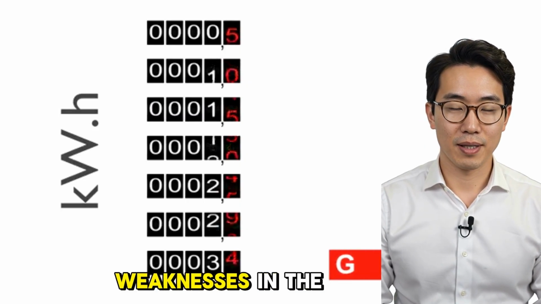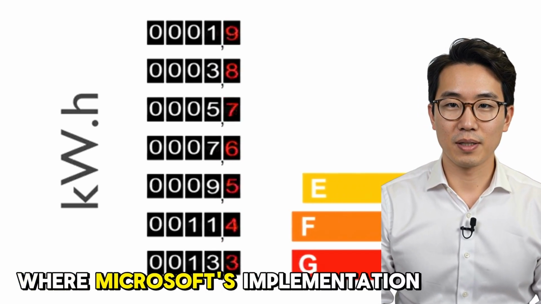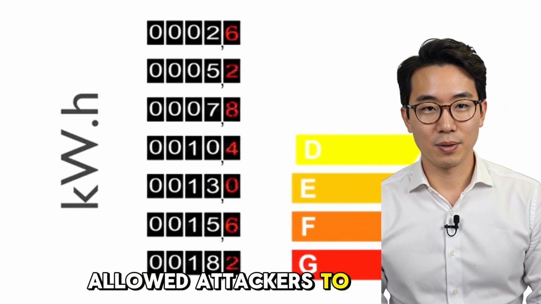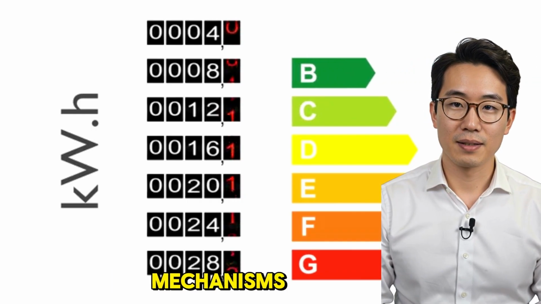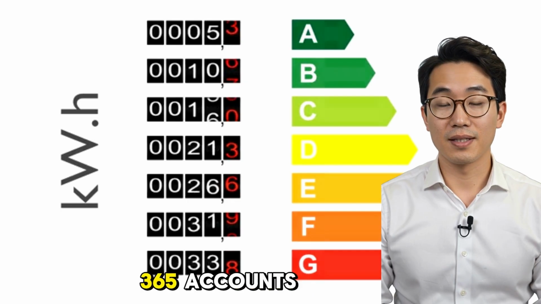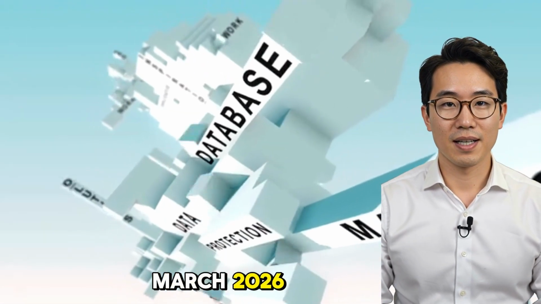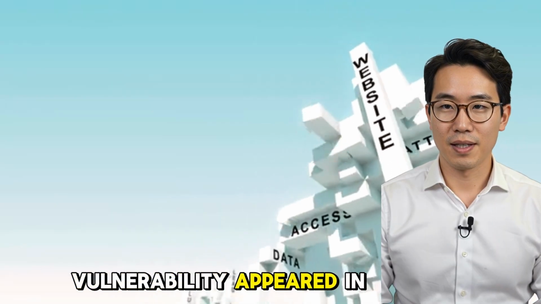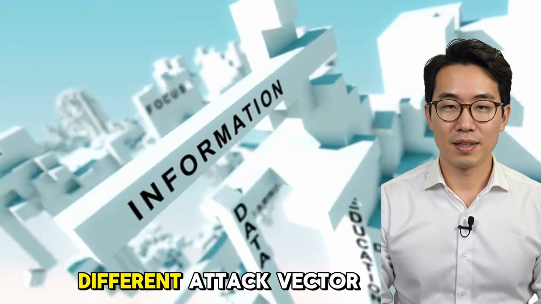The exploit involved weaknesses in the time-based one-time password system used in MFA, where Microsoft's implementation allowed attackers to repeatedly guess 6-digit codes due to insufficient rate-limiting mechanisms. That vulnerability affected more than 400 million paid Office 365 accounts. Microsoft patched it. And then, in March 2026, a different kind of vulnerability appeared in the Authenticator app itself, affecting the same user base through a completely different attack vector.